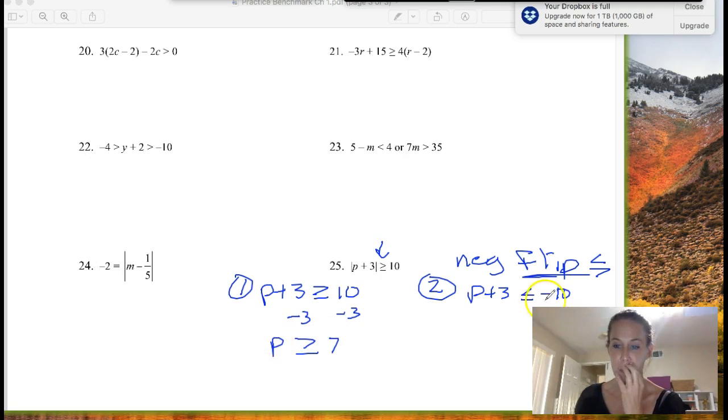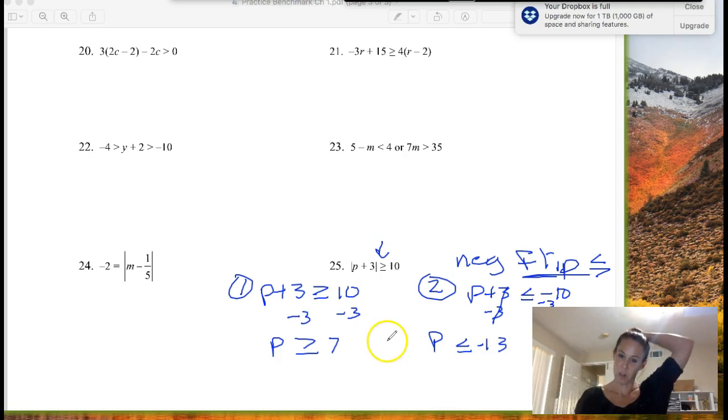Okay, there's that side. Now solve this side. You're going to subtract 3 from both sides, and you come up with P is less than or equal to -10 minus 3, which is -13. And there's your "or." It's one or the other.